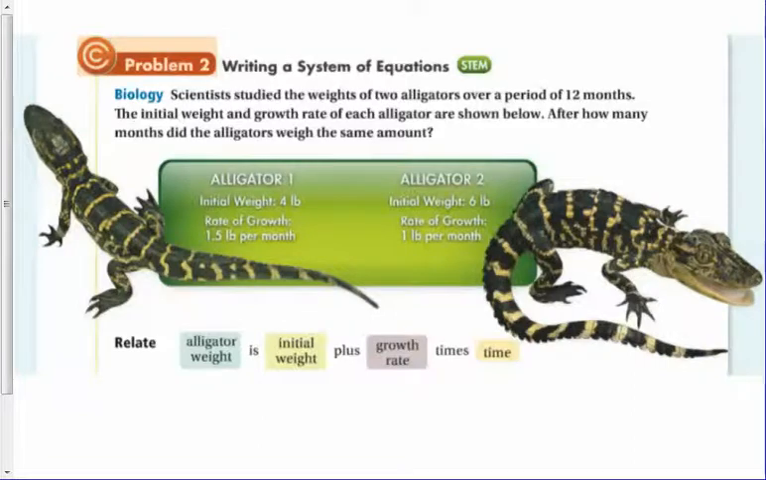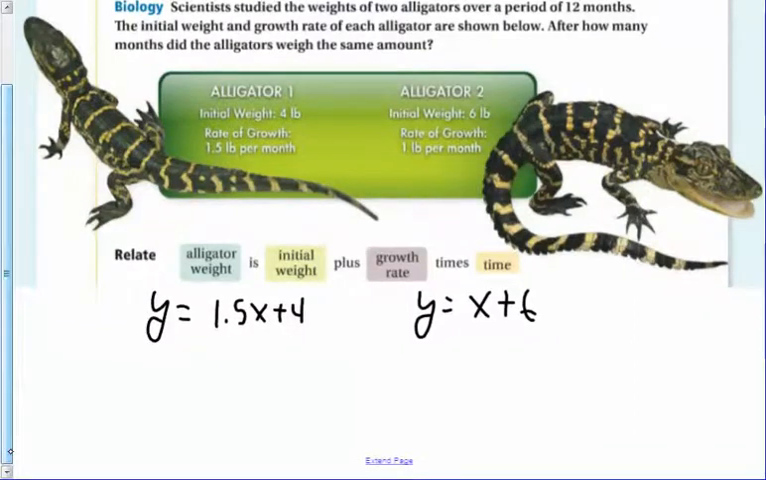Here's another problem, an application of this. Scientists studied the weights of 2 alligators over a period of 12 months. The initial weight and growth rate of each alligator is shown below. How many months did the alligators weigh the same amount? The initial weight is 4 pounds with growth of 1.5 per month, so that is y equals 1.5x plus 4. The other alligator starts at 6 pounds with growth of 1 pound per month, so y equals x plus 6.